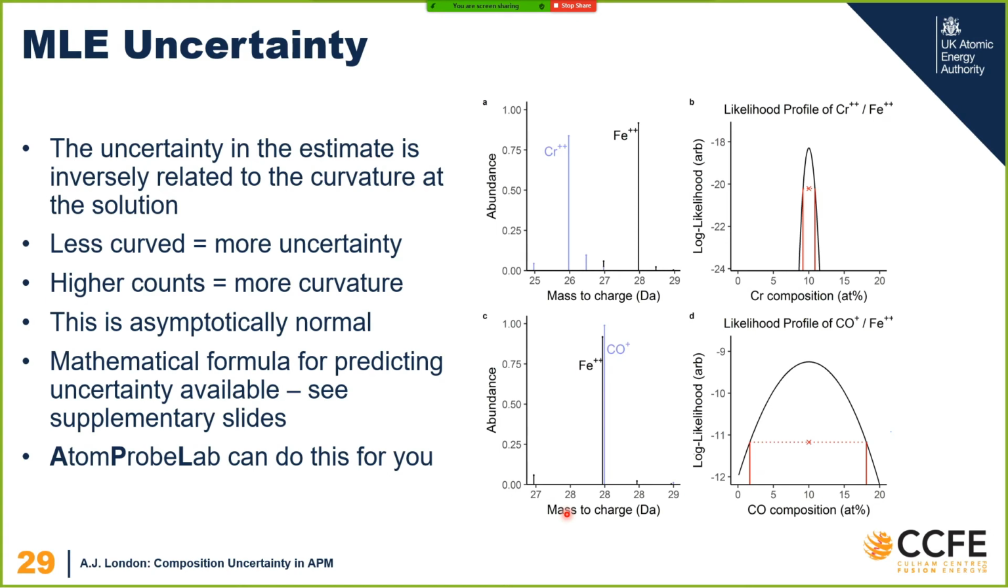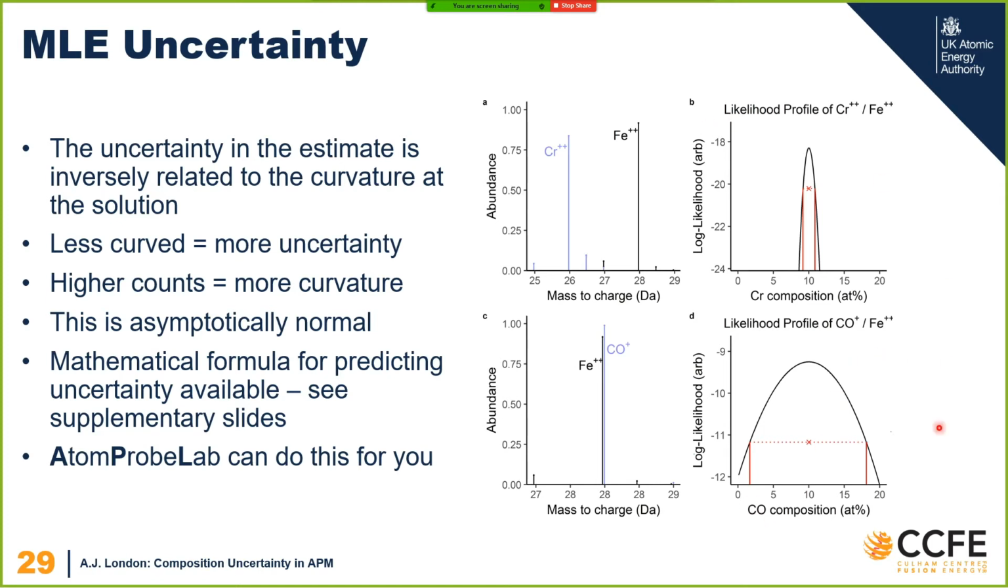Great. So just to hammer home this uncertainty principle, I've got this chromium ion and carbon monoxide ion overlap, and these are the log likelihood profiles. These are the corresponding widths. In this case, there's the same number of counts. So what we're looking at here is counting error, but once it propagates through the overlap solving.